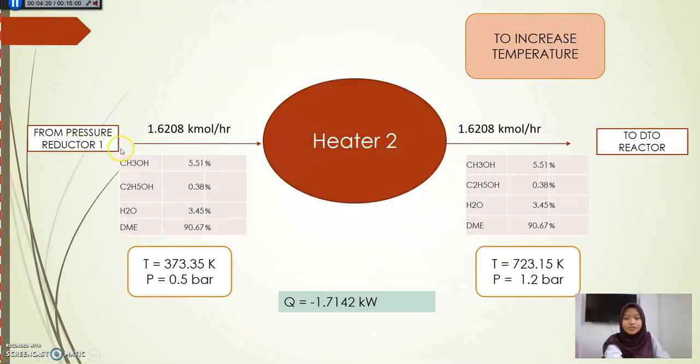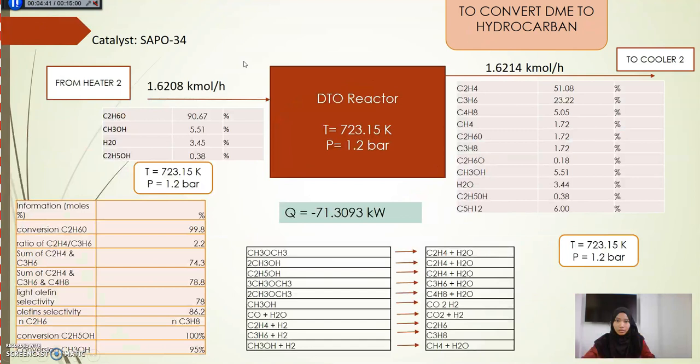Okay, so from pressure reductor 1, the same inlet, the outlet will produce the same flow rate with a temperature of 73.15 Kelvin and 1.2 bar pressure, and this unit will release 1.7142 kilowatt of energy. For the reactor from the heater, the output is 1.6208 kilomole per hour, the temperature is 723.15 Kelvin, and the pressure is 1.2 bar.